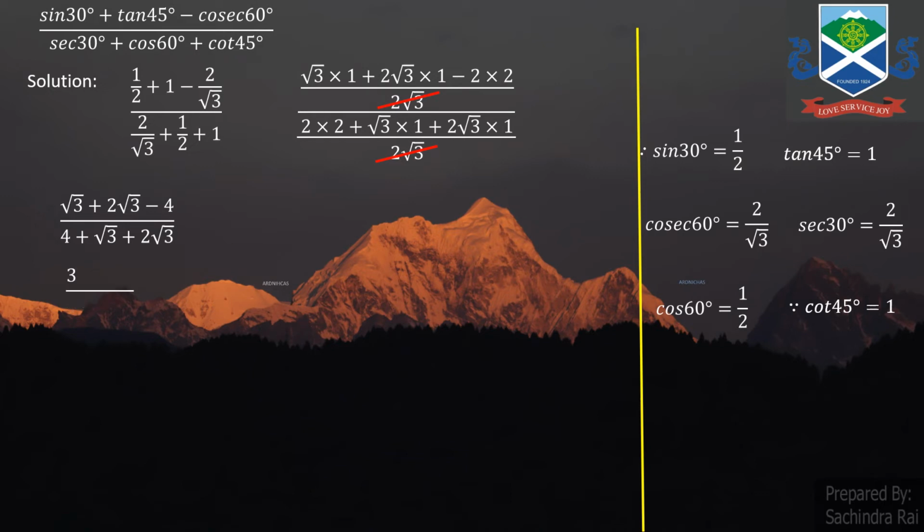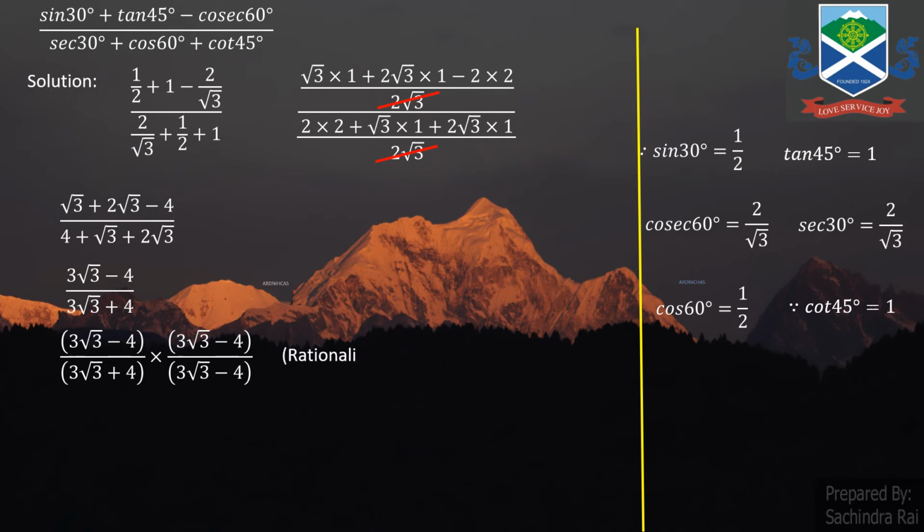Now we very well know that we can write this expression as 3 root 3 minus 4 by 3 root 3 plus 4. We are just changing their position here in the denominator. So after doing that, we need to rationalize the denominator. When we rationalize the denominator, we write the same value, but the sign would be opposite. So in the denominator it was 3 root 3 plus 4, and when we rationalize, it becomes 3 root 3 minus 4.